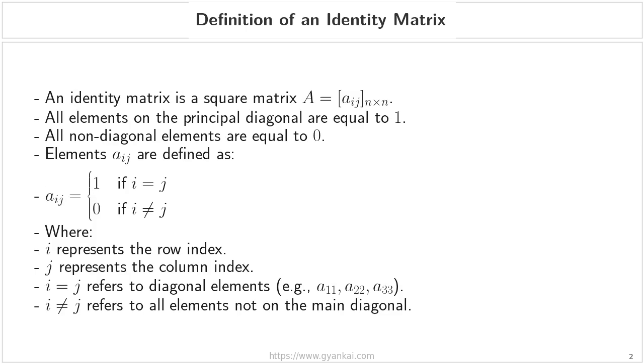To ensure this is clear, let me explain the indices. The letter i represents the row index, and the letter j represents the column index. Therefore, when i equals j, we are referring to the diagonal elements, such as a 1,1, a 2,2, or a 3,3. When i does not equal j, we are referring to all the positions that fall outside of that main diagonal. With this formal definition in mind, we can now move forward to look at the specific notation used to represent these matrices.